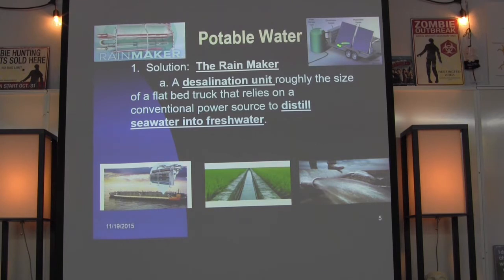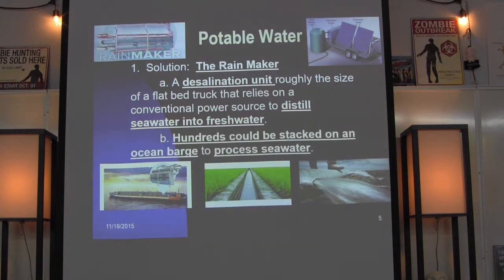So you can see that's solar powered right there. And the key thing that's really cool about this is basically stack a bunch of these on a barge, and the barge is movable, so you take it to areas where people actually need fresh water. So this is from last month, 2015.